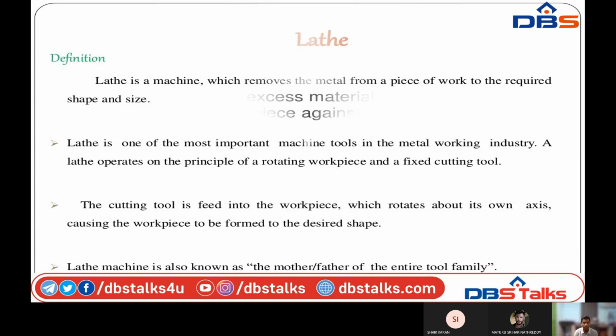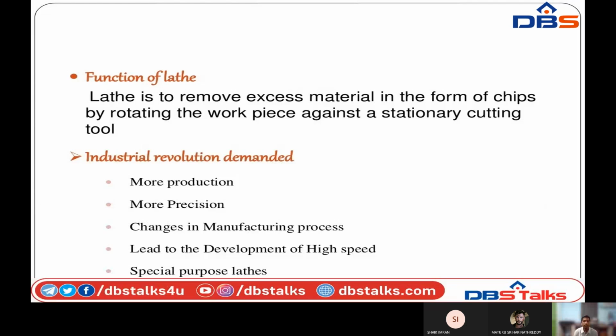Previously I told you that the function or principle of lathe is to remove excess material in the form of chips. Here the main function of lathe is rotating the workpiece against a stationary cutting tool. That means the tool is fixed at a stationary point at the headstock, but the workpiece is revolving. It is the main function of lathe.